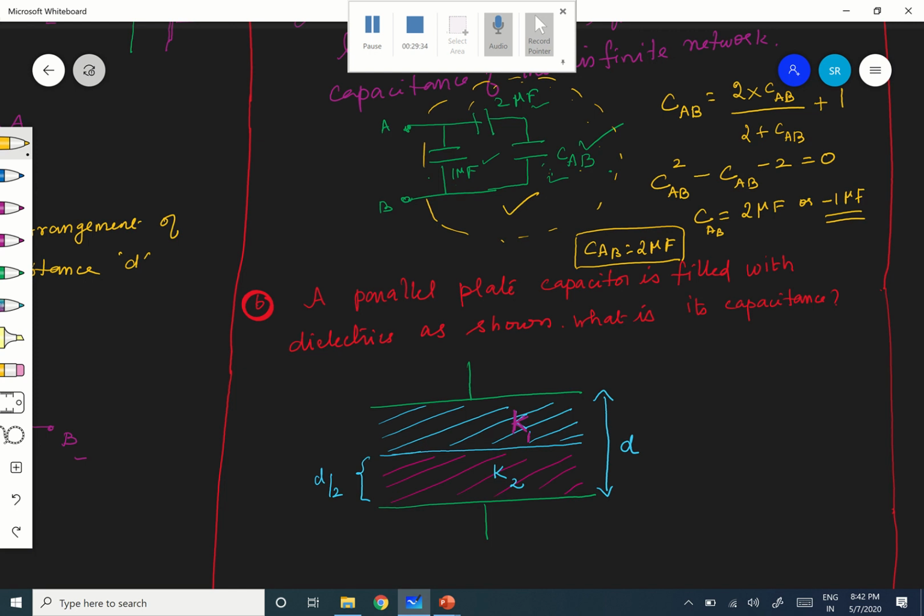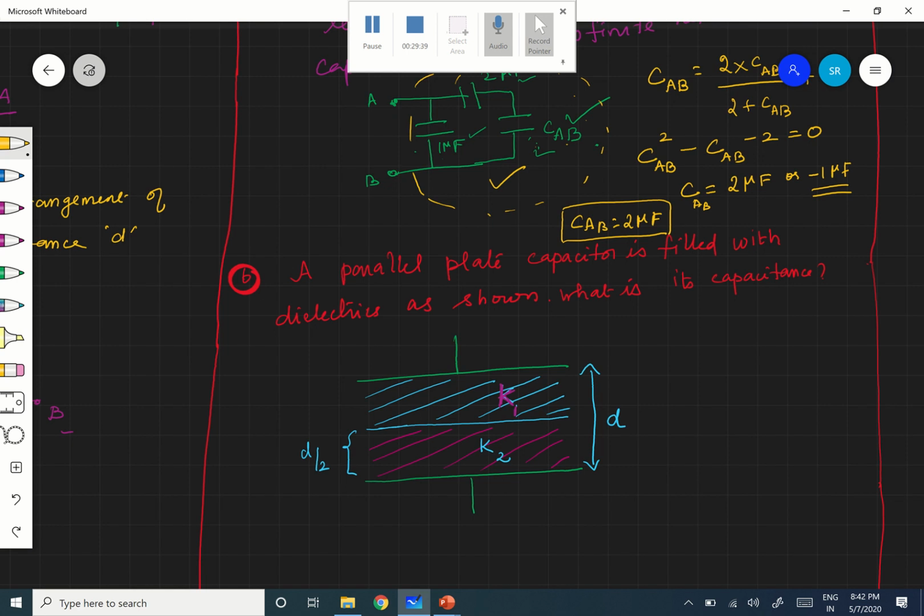See, now here the area is the same. Here the area of both the plates, there are two. It is a capacitor but half filled with one medium, the other half is filled with another medium. Therefore it is equivalent to two different capacitors.